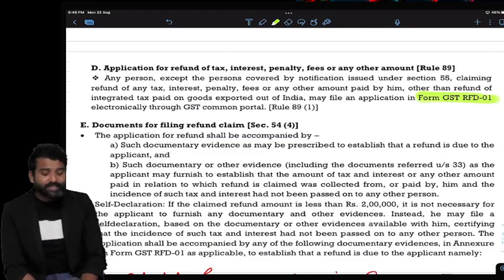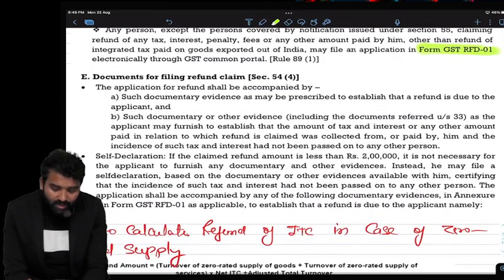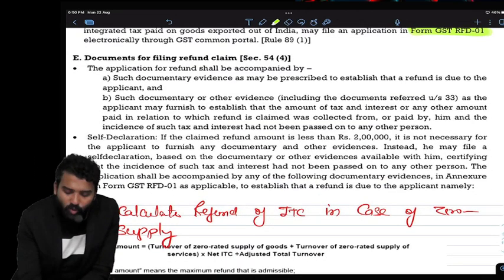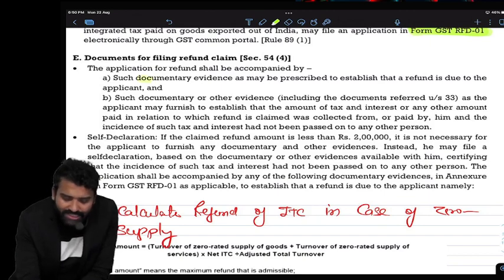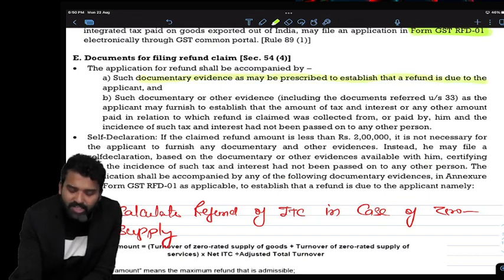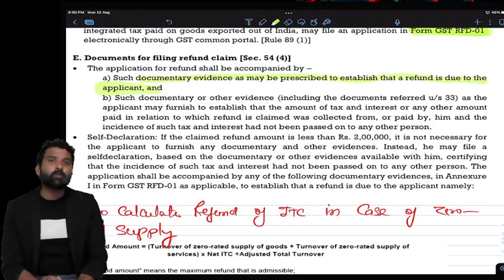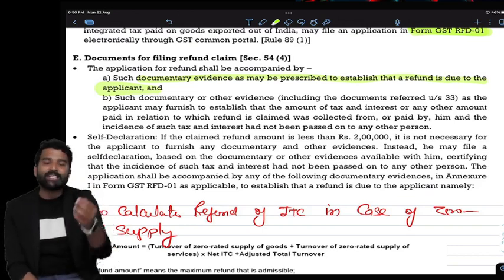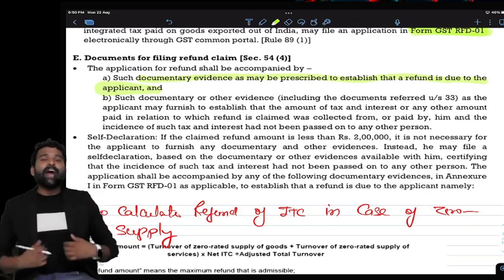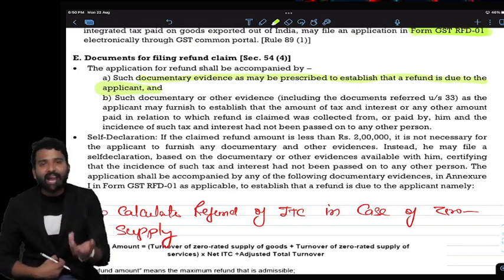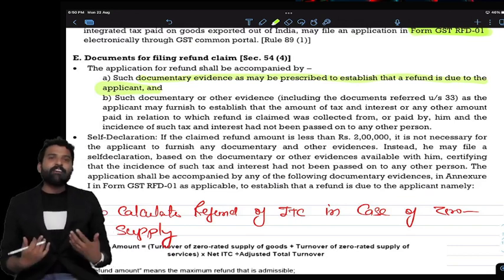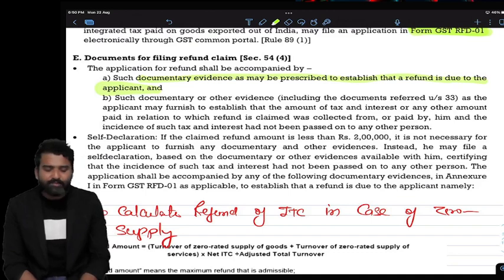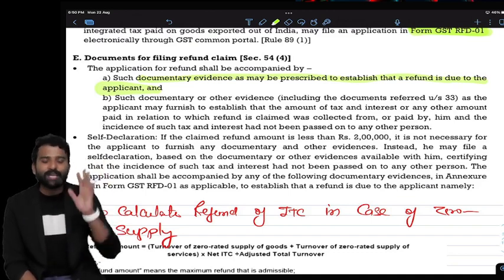Now, again, another question is, sir, what are the documents required to be attached? What are the documents required to be attached for claiming refund? First of all, I have to provide such documentary evidence which will establish my refund application. Like if I am exporting something and I want to claim the refund on the export, then I have to present the export invoices. If I have paid excess tax, then I have to present the challan. Or if I am a CTP and I have paid tax through challan, of course I have to present a document that will prove that I am eligible for the refund.